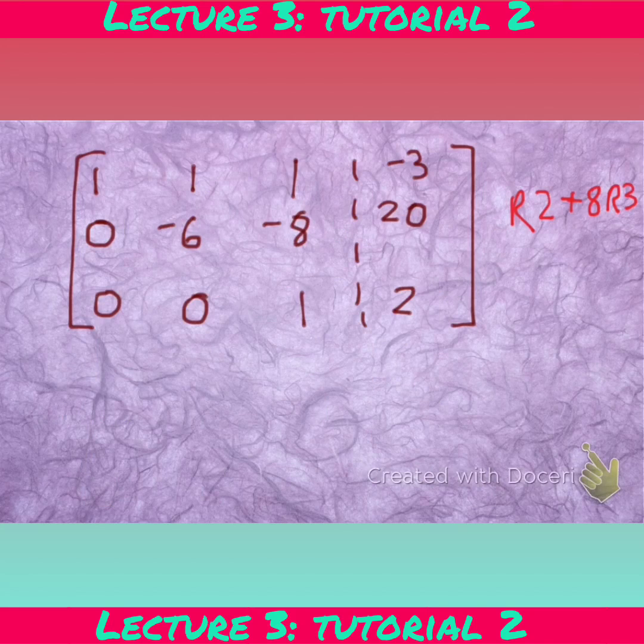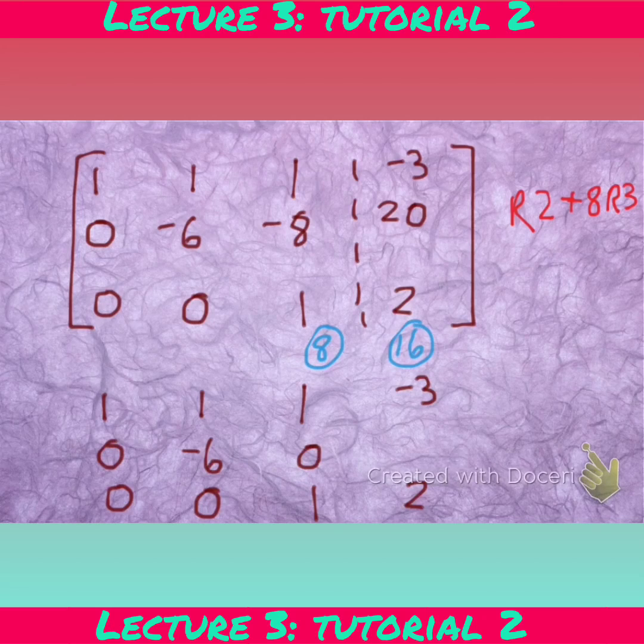Right, so now I want to create zeros above the leading one in the last column. So I'm going to do this by changing the second row by adding 8 times the third row to the second row. So I get a new matrix. The first row is going to stay the same. The last row is going to stay the same. And the second row is going to change to 0, minus 6, 0, and the last term is going to be 36. Okay, so that is my new matrix.